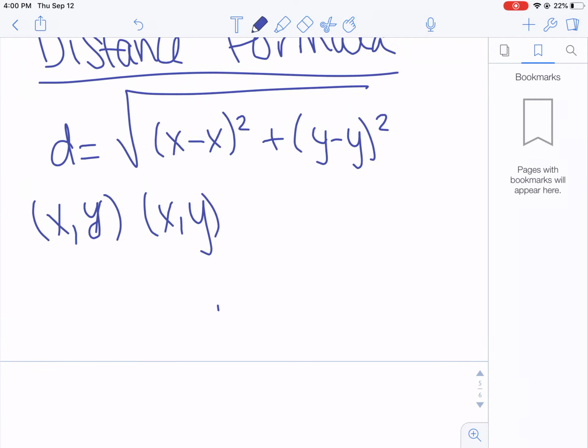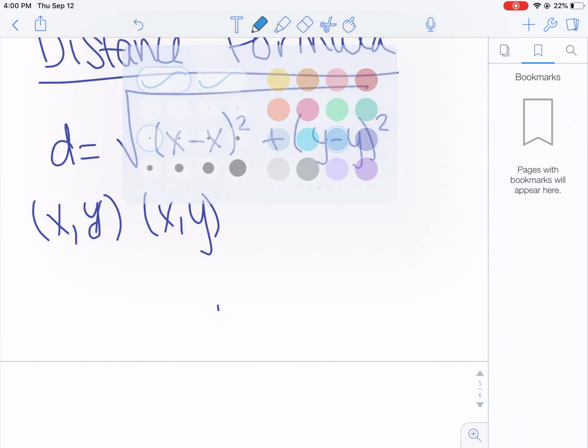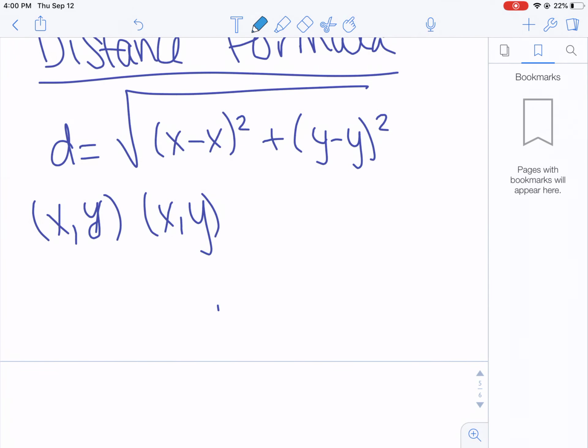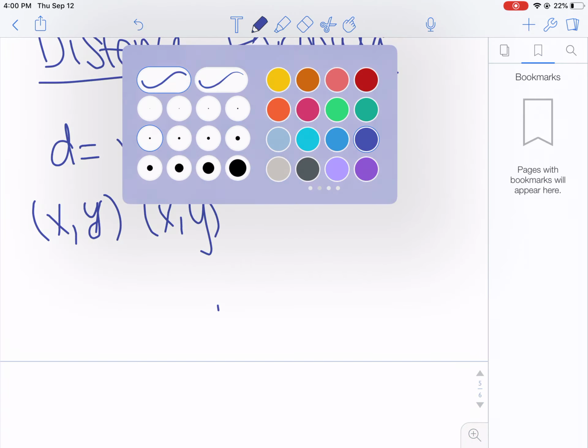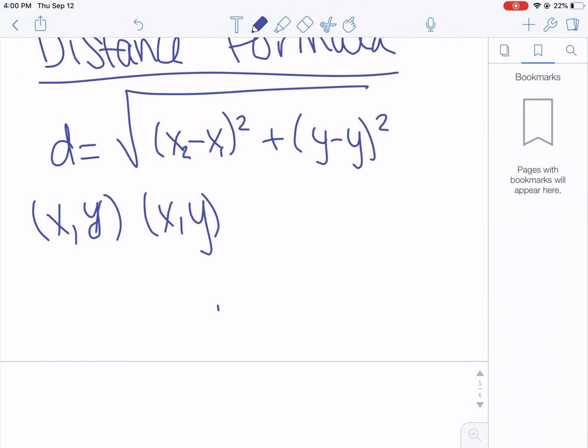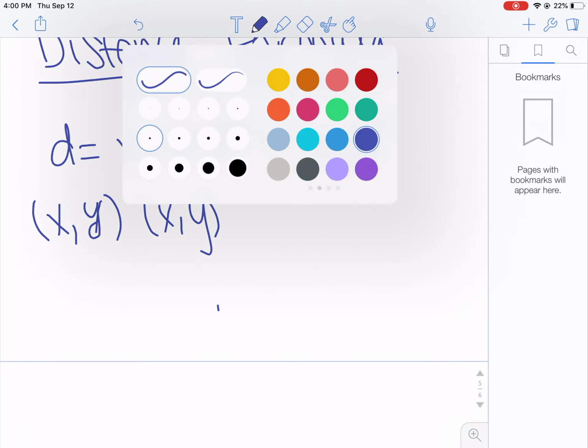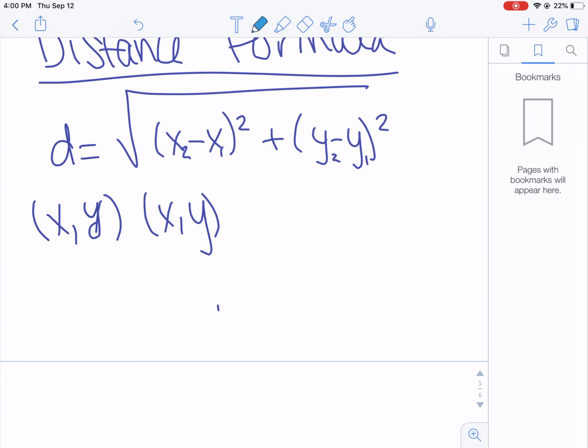The book will write it as x2 minus x1, y2 minus y1. And I never write it like that because I just remember take one x minus the other one, one y minus the other one. And the order doesn't make a difference on those. So however you want to do it is fine.